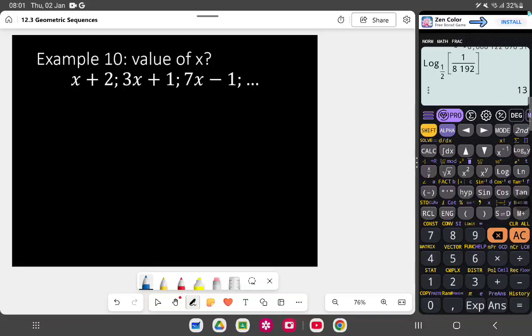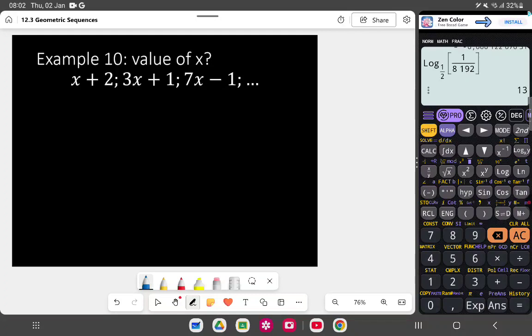Geometric sequences, example number 10. This is the last example in geometric sequences that I want to look at, and there's only one slide for this one. The question is given to you with variables. So what's the value of x?